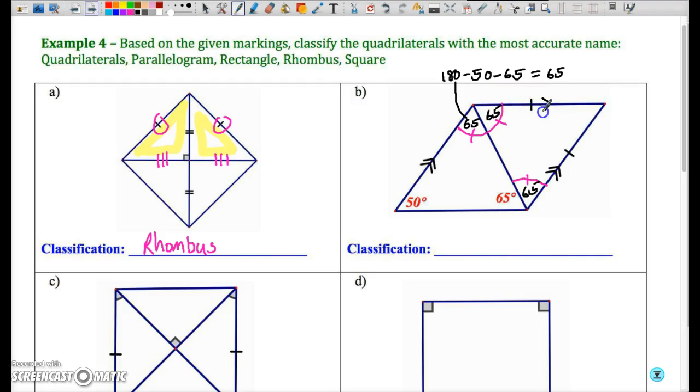and so we have now got both pairs of opposite sides parallel, of course, because that 65 over here is equal to this one, so we have alternate interior angles. This guarantees that it's a parallelogram. It's a parallelogram with a diagonal bisecting a vertex angle, and this, of course, makes it a rhombus once again.